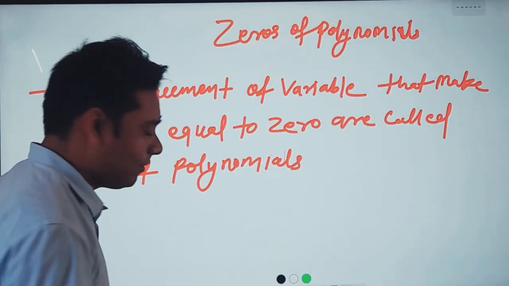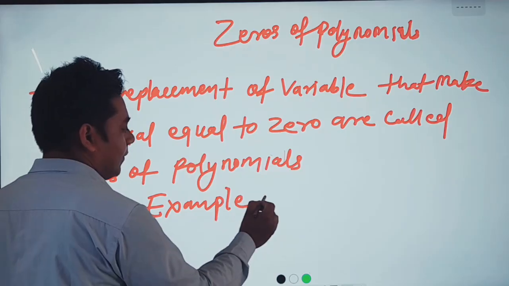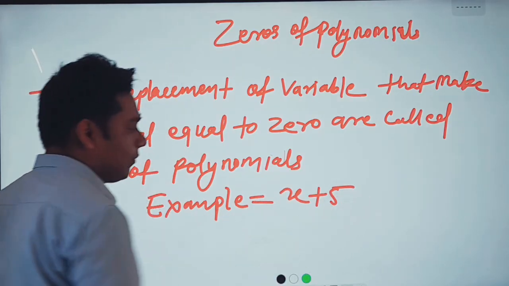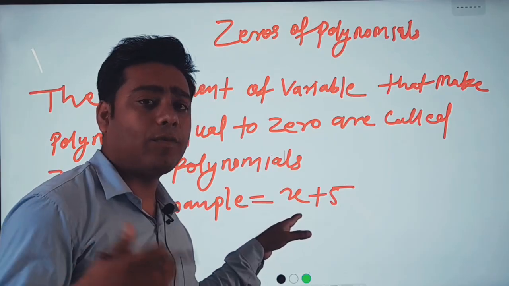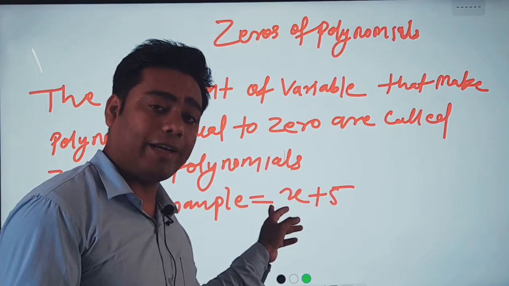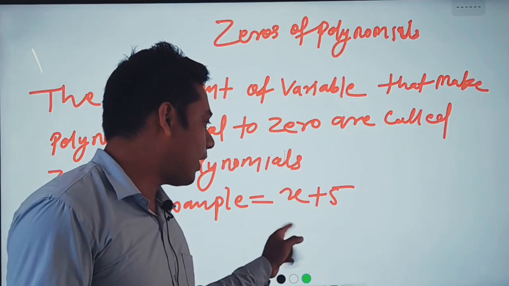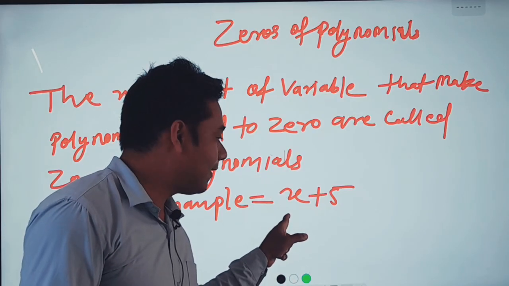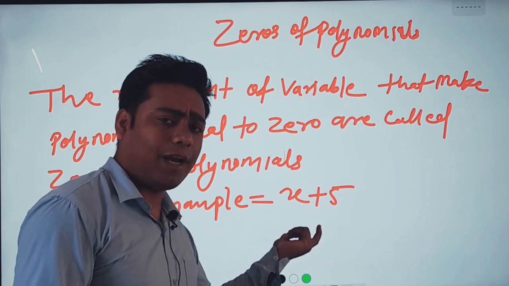Understand? For example, x plus 5. This is one algebraic expression. And which type of polynomial? According to degree wise, linear polynomial. According to term wise, binomial. Okay. Which value of x make it 0 in this algebraic expression?